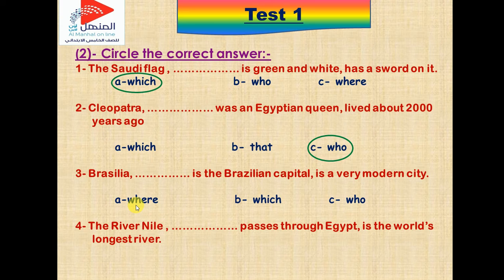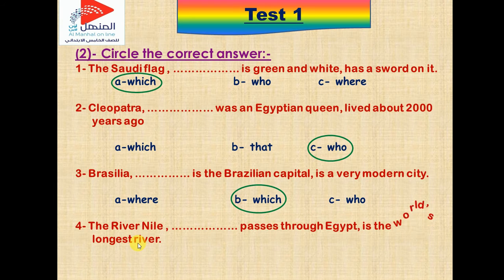So here, guys, we say, Brasilia where? No. Brasilia which or who? Who is for persons, but Brasilia is not a person. So I have to say, Brasilia, which is a Brazilian capital, is a very modern city. Alright, good job. So here, the correct answer is which. Let's move to number 4.